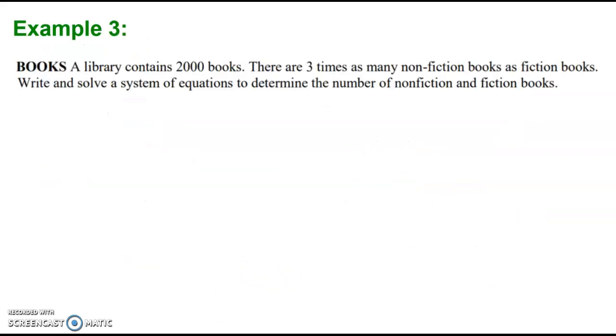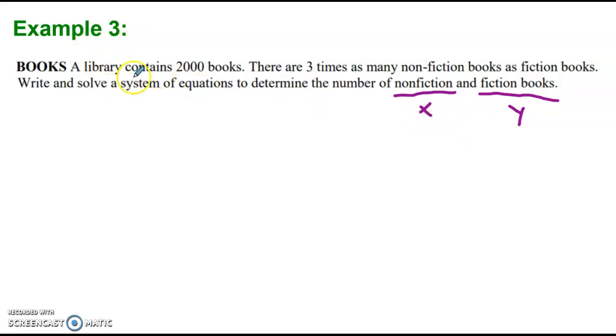All right, now for this next one, it's a little bit trickier. It says a library contains 2,000 books. There are 3 times as many nonfiction books as fiction books. Write and solve a system of equations to determine the number of nonfiction and fiction books. Now, if you look right here at the end, they tell us the two variables that we're solving for, the two unknowns. One of them is the number of nonfiction books, so we can call that x. The other is fiction books, and we'll call that y. For sake of argument, it doesn't matter which letter you ascribe to which variable. It could be xy, yx, or ab, whatever you like.